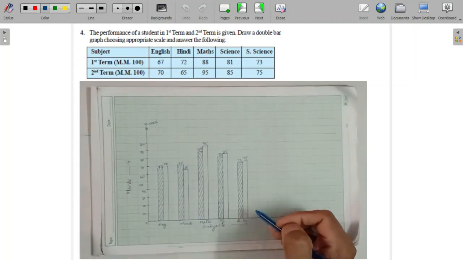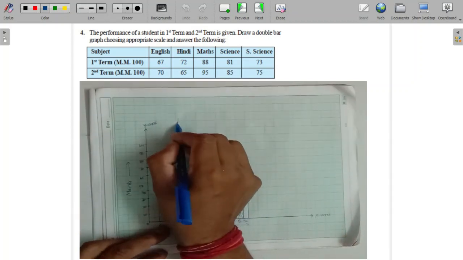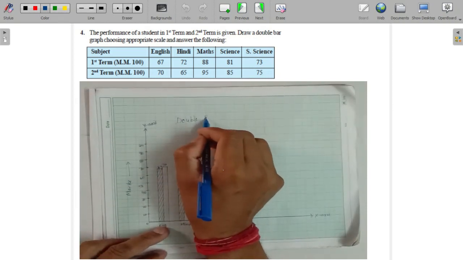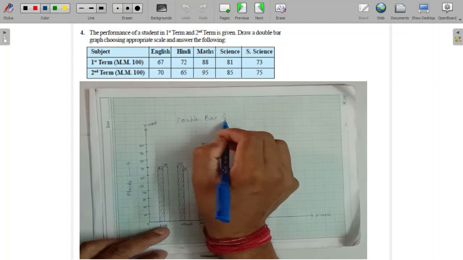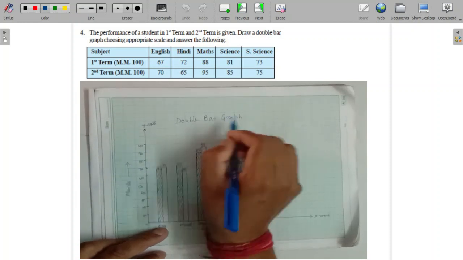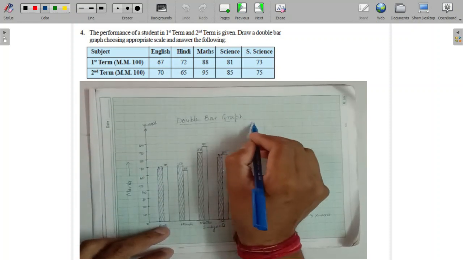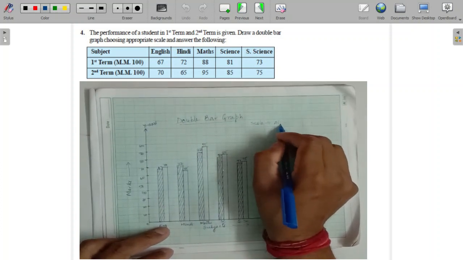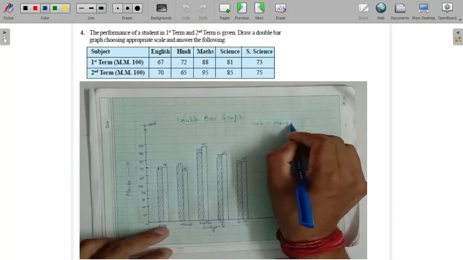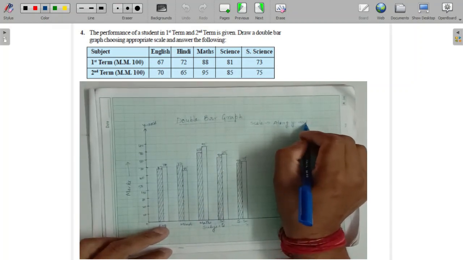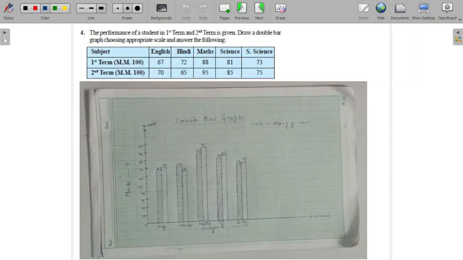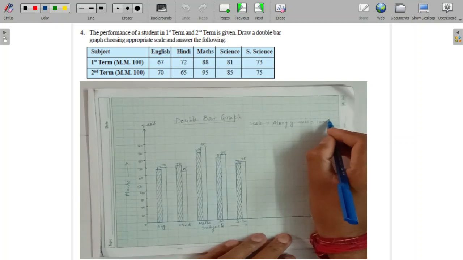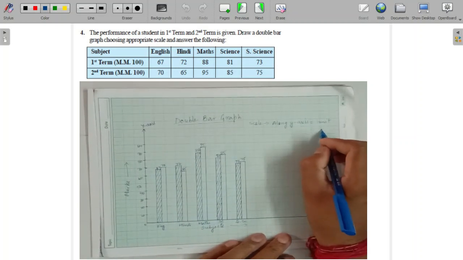This is your double bar graph. Write down double bar graph. Write down scale. Scale along y-axis. Along y-axis equal to 1 unit equal to 10 marks.